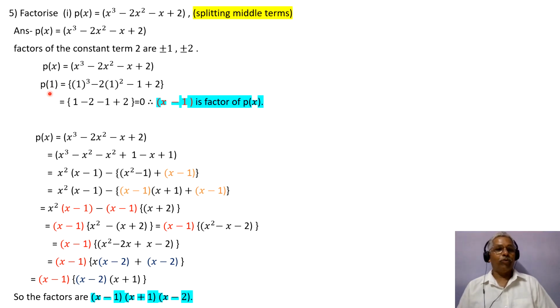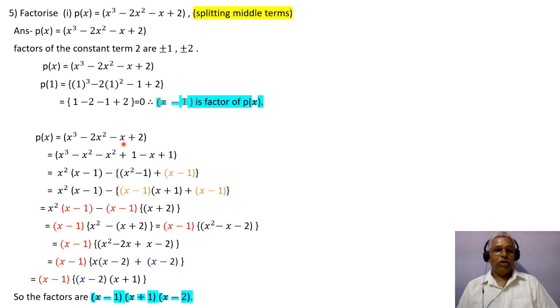So p(1) is 1 cube minus 2 into 1 square minus 1 plus 2. You are getting 0. So x minus 1 is a factor of p(x). Now we have to take advantage of this and split the terms like this. You are splitting the terms so that you get x minus 1 common. So x cube minus x square, remember this. If you take x square common, then you will get x minus 1. Okay, got it. Now remaining is minus x square.